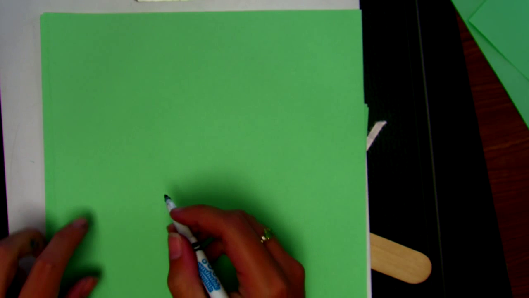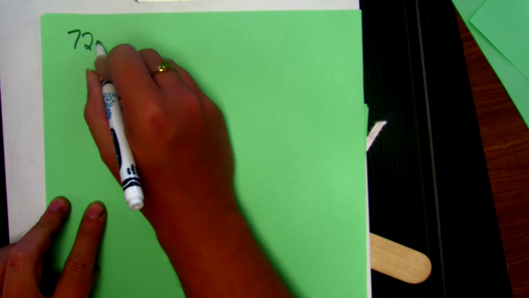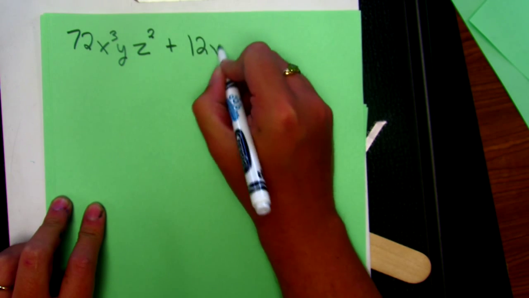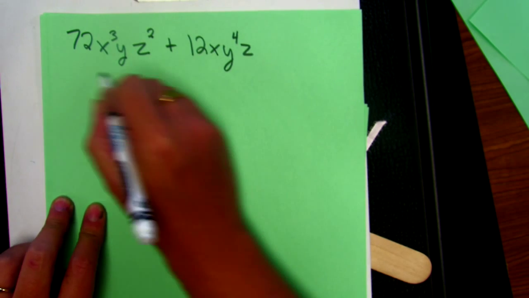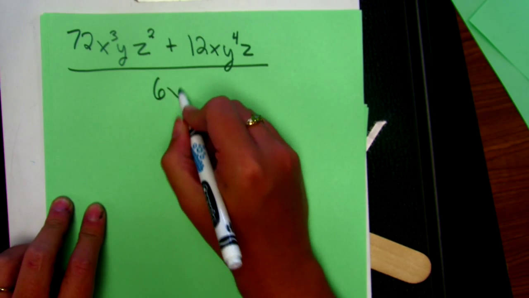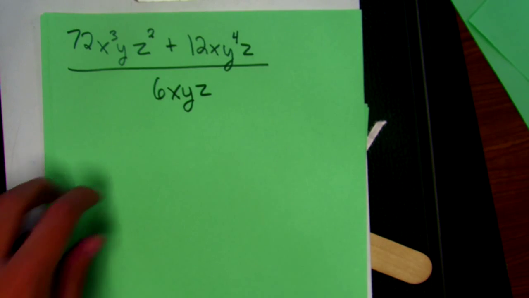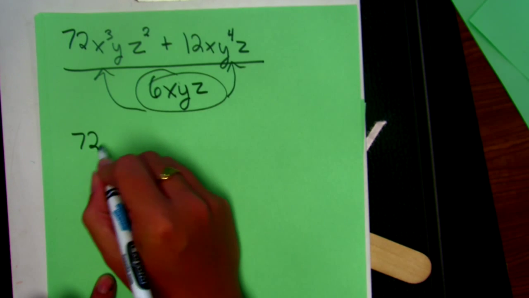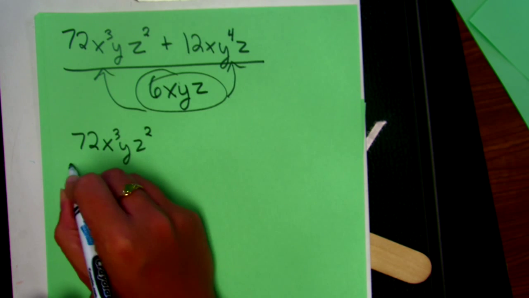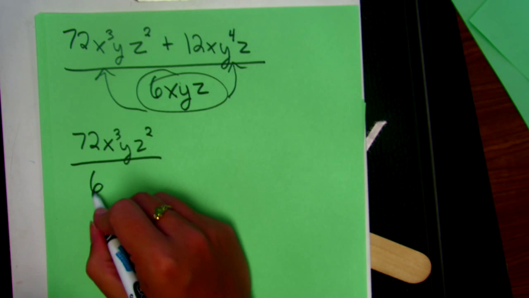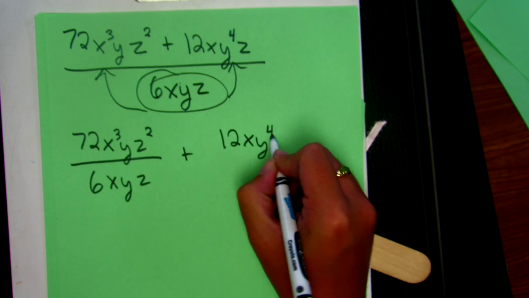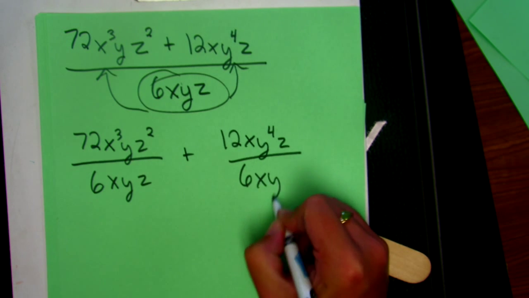Let's try another example like that. Let's say we've got 72x cubed y z to the 2nd plus 12xy to the 4th z, and we're going to divide that by 6xyz. So again, our denominator is going to become the denominator of every term. So we've got 72x cubed y z squared over 6xyz plus 12xy to the 4th z over 6xyz.